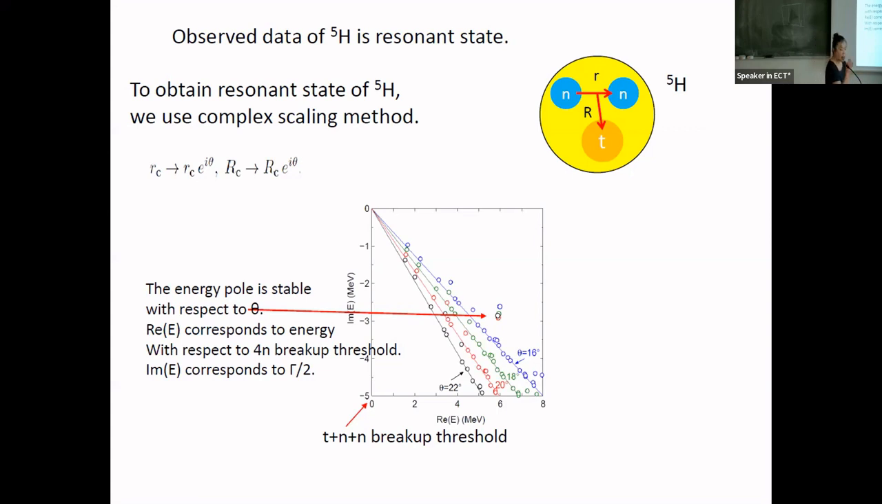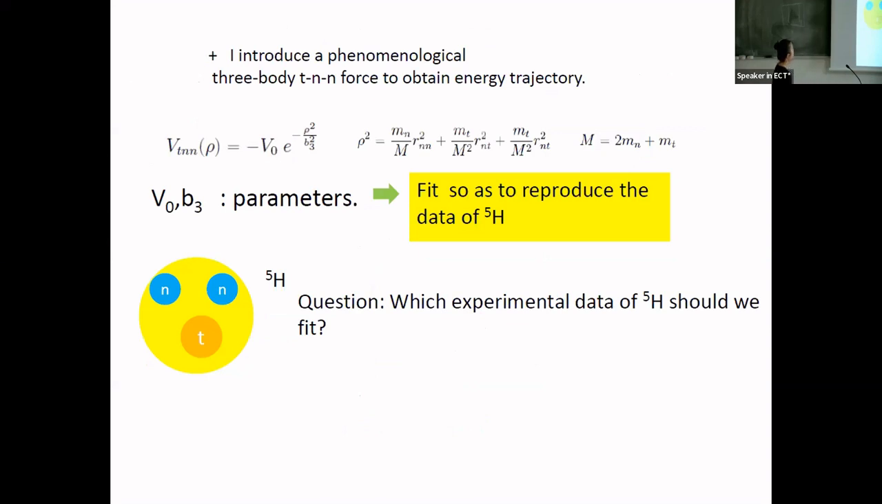So in this way, we try to find the energy pole of hydrogen-5. But as mentioned before, for the calculation of hydrogen-5, I introduced a phenomenological three-body t+4n force to obtain the energy trajectory, and these two parameters are fit so as to reproduce the data of hydrogen-5. But we have a question about hydrogen-5.